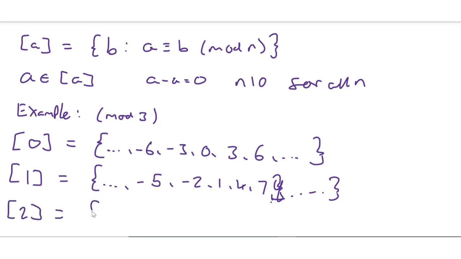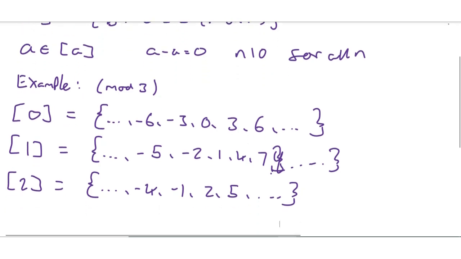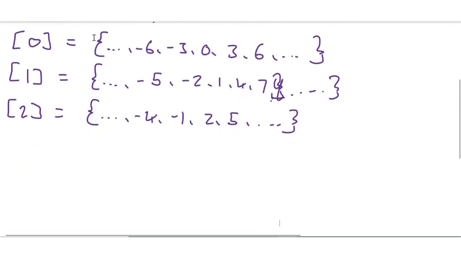And then the congruence class of 2, mod 3, comes in, and it's minus 4, minus 1, 2, 5, and so on. Now if we were to take the congruence class of 3, you can see 3's already in the congruence class of 0. So this is not a new congruence class, and we've found all the congruence classes. When working mod n, there will be n congruence classes, which makes sense, because you've got n different options for the remainder: either 0, 1, 2, all the way up to n minus 1.